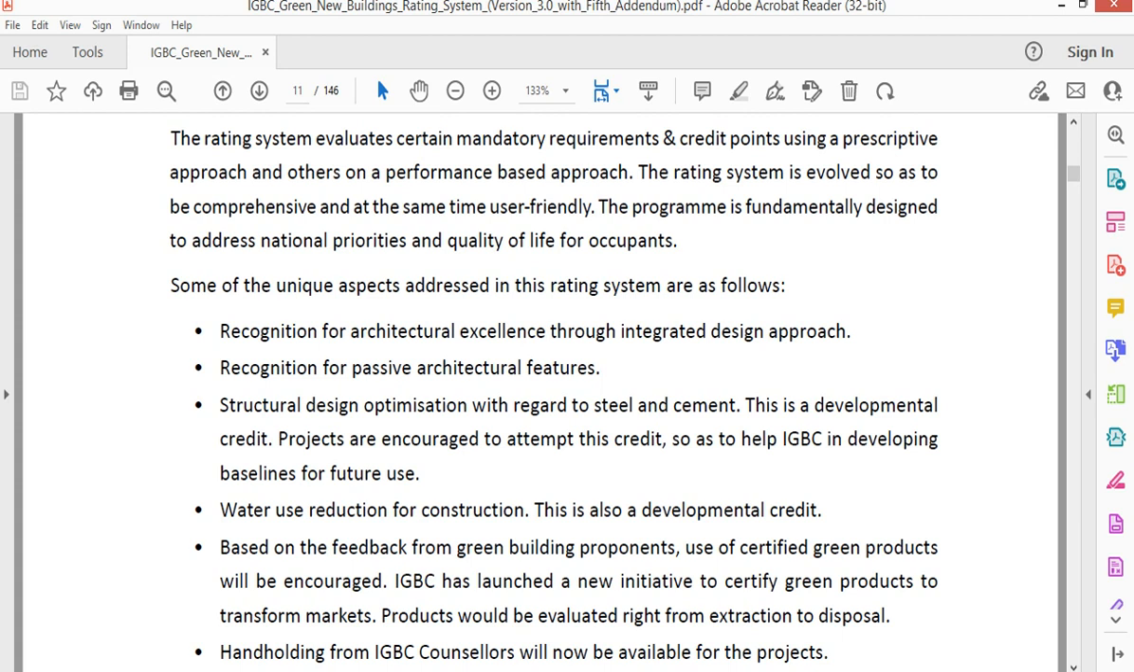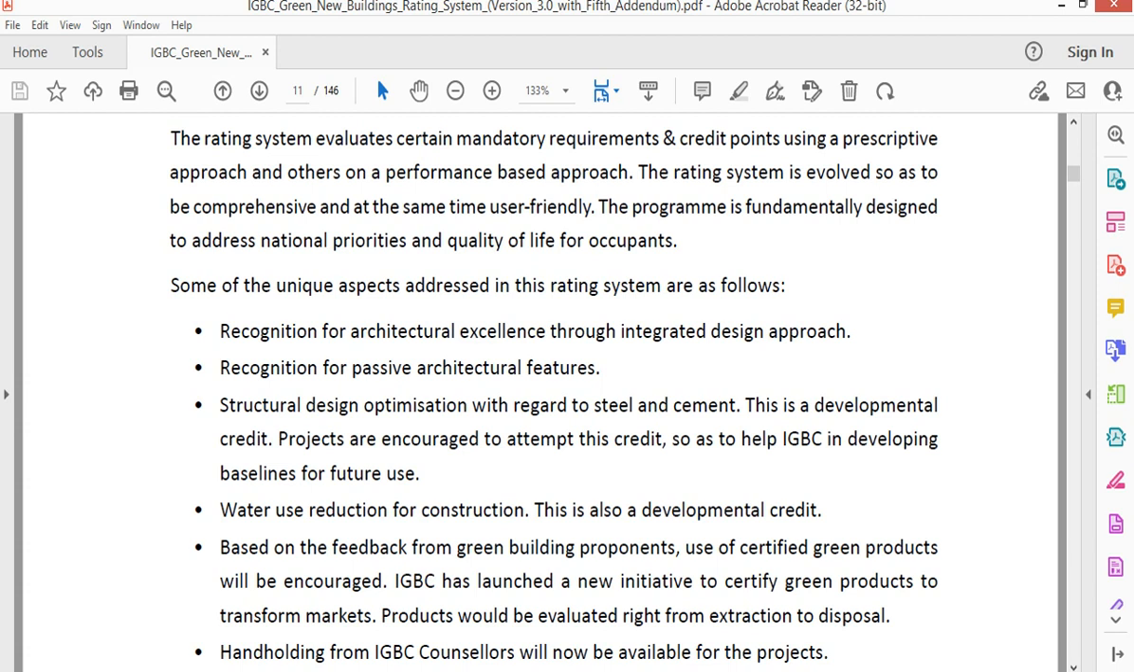Now the second example is that while designing the outdoor lighting system of the project, in order to show compliance with the light pollution requirements, it should be done as per the ASHRAE 90.1 of 2010 guidelines. ASHRAE refers to the American Society of Heating, Refrigeration and Air Conditioning Engineers.